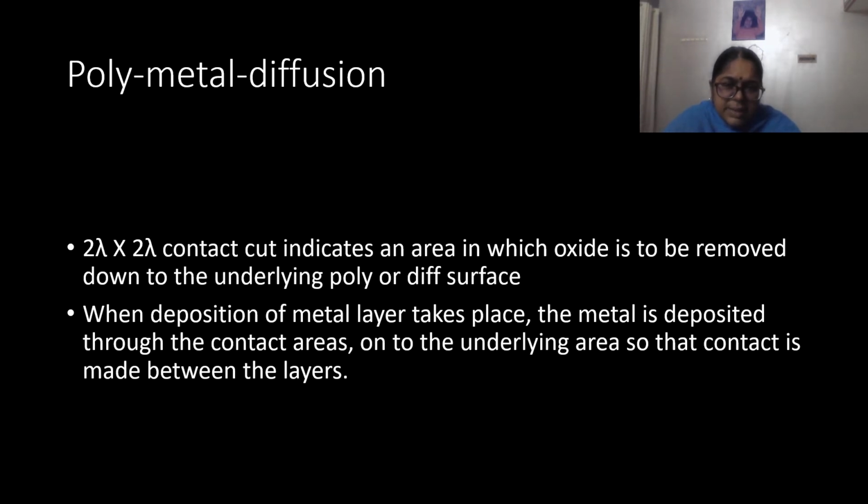What does this mean? This means that, let us say you have a layer of poly, on that silicon dioxide has been put, and then you have to make a contact with the underlying poly or the underlying diffusion. So then a 2 lambda cross 2 lambda cut has to be made in that silicon dioxide, and the silicon dioxide removed from that particular cut, and when you pour the metal, the deposition of the metal layer takes place. The metal is deposited through the contact area onto the underlying area, so that contact is made between the layers.